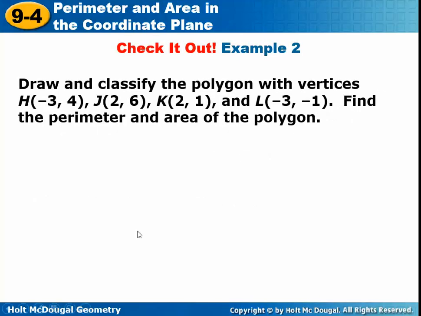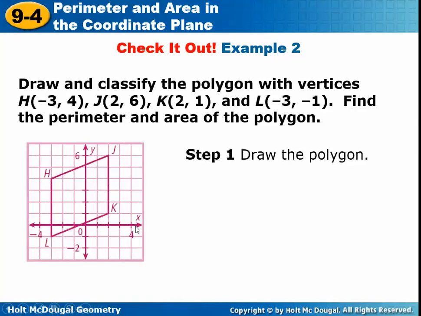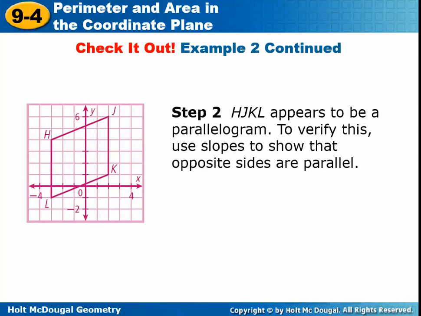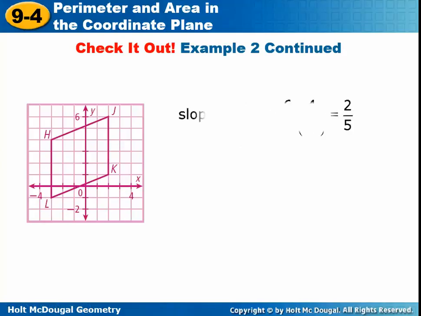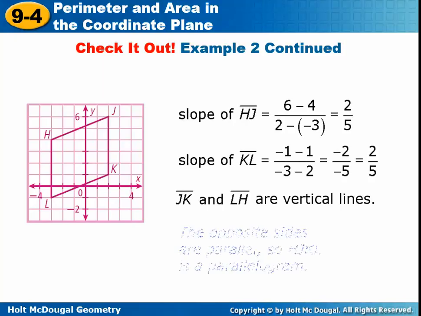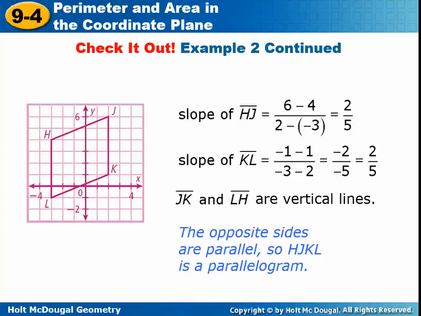Okay, here's another one. This one has 1, 2, 3. This is also a quadrilateral, but we don't know what kind of quadrilateral it is. So we draw it out and we say, looks like a parallelogram again to me. I can tell that HL and JK are parallel because they're both vertical lines. So we really only have to check HJ and LK. And they both have 2/5 of their slope. So this indeed is a parallelogram. And now you have to find the area of it.